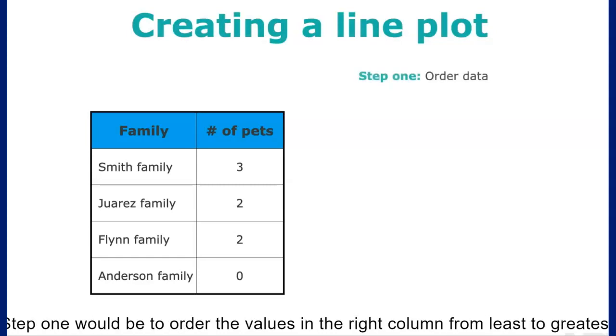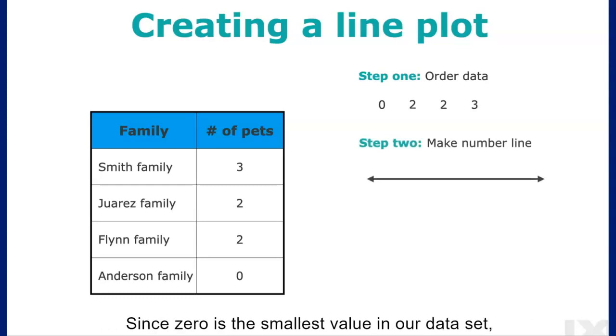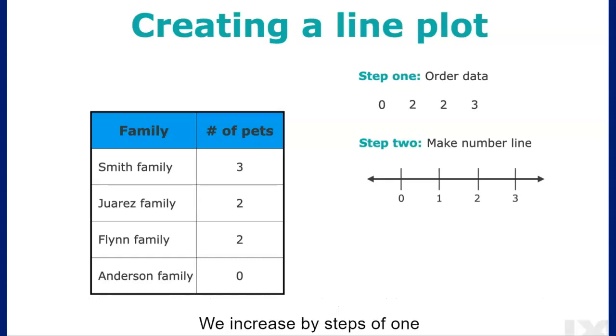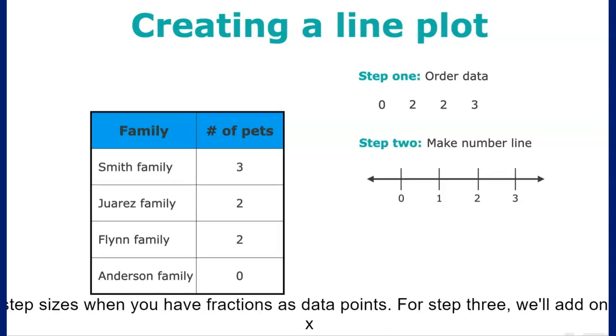Step 1 would be to order the values in the right column from least to greatest. For step 2, we need to create a number line for our data. Since 0 is the smallest value in our data set, we will start with 0. Now we will increase by steps of 1 until we get to 3, the largest value in our data set. We increase by steps of 1 since our data values are all whole numbers. You will need to increase by smaller step sizes when you have fractions as data points.